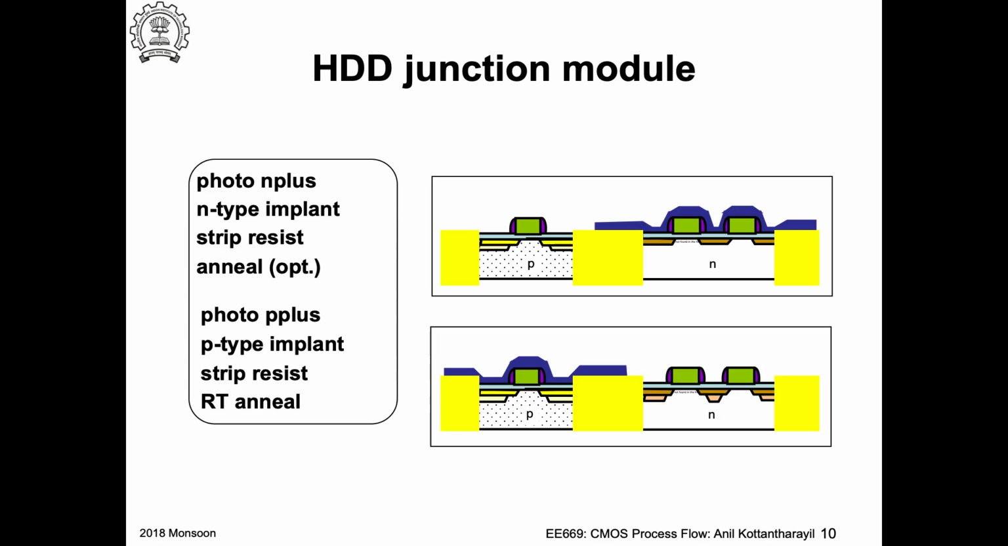Now, what are you going to do next? Next, you're going to do the high density drain source implant. That is called the HDD implant, high density drain. So essentially, the doping density in the source drain regions that you create by this implant will be fairly high.